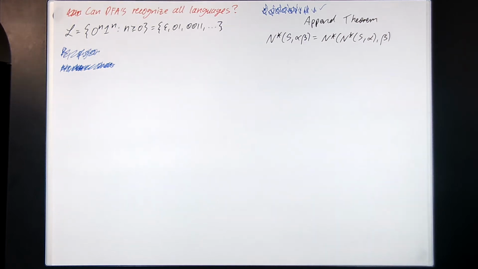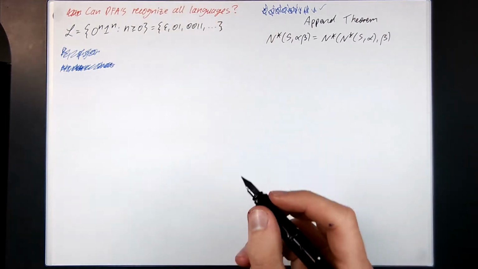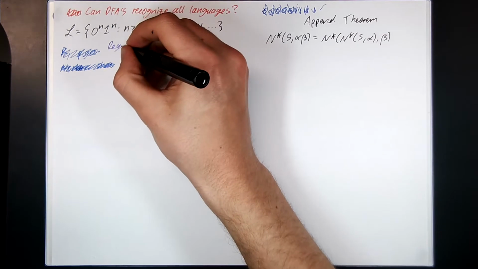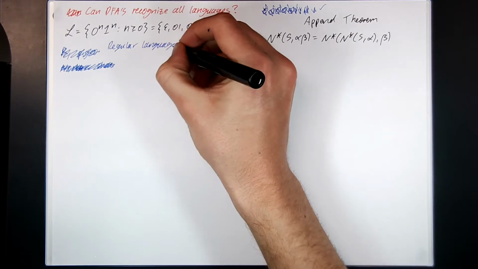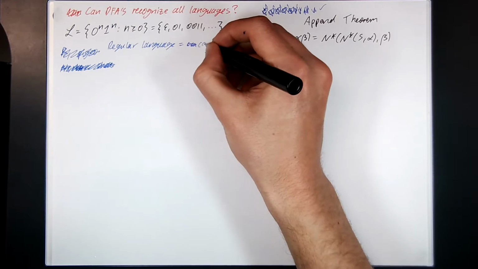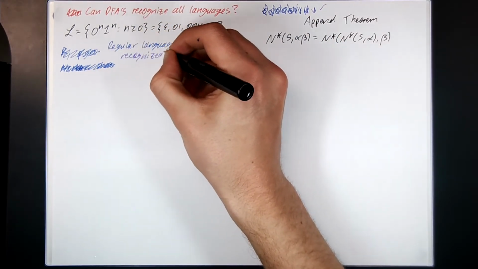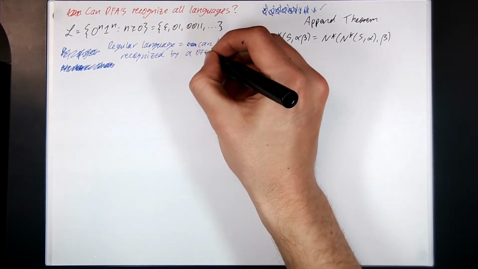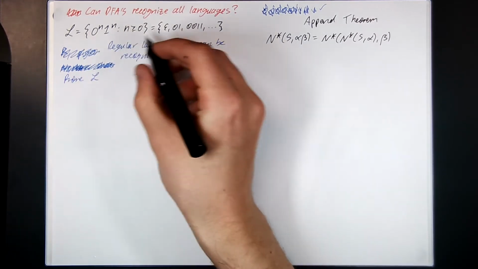Okay, so now that we know what pigeonhole principle is, let's try and prove this property here. So I want to prove that this language L cannot be recognized by any DFA. Languages that can be recognized by DFAs, we call them regular languages. So a regular language is any language that can be recognized by a DFA. Okay, so we want to basically prove that this language here, L, is non-regular.